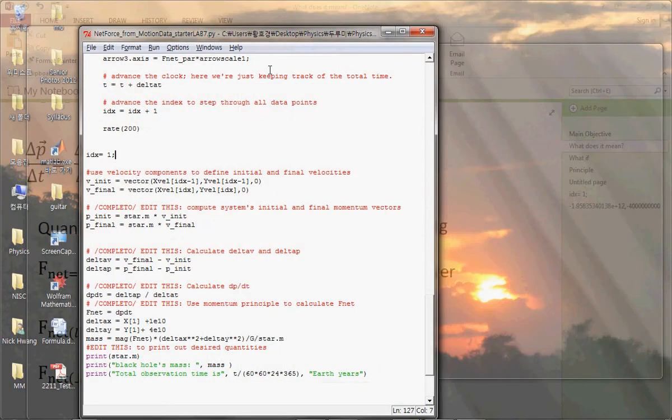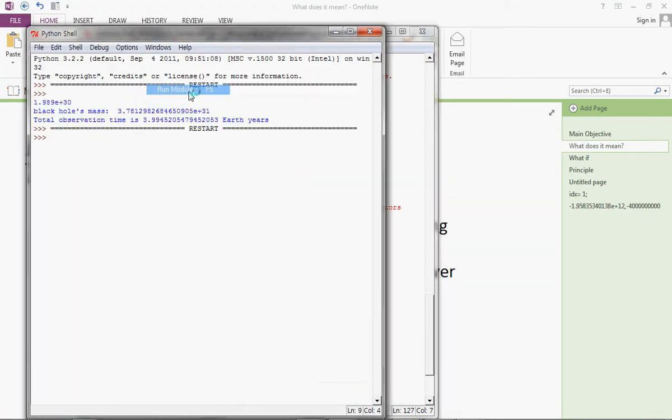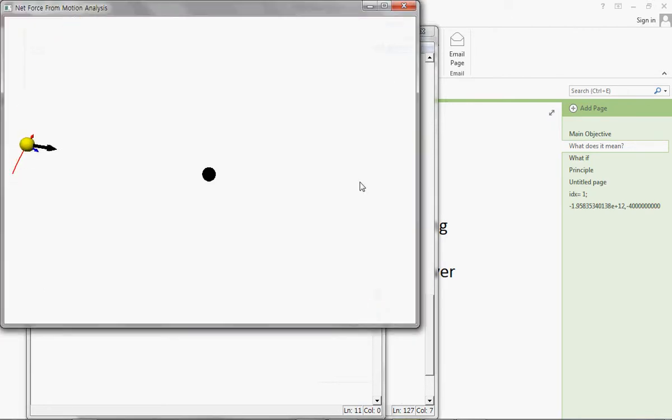Let's run the Python to see how it looks. I made it slower so that you can see it clearly. This black hole is right here, stationary, and you can see the black one was the F net, which was pointing toward the black hole, the parallel was parallel to your momentum, and the perpendicular part was perpendicular to your momentum.